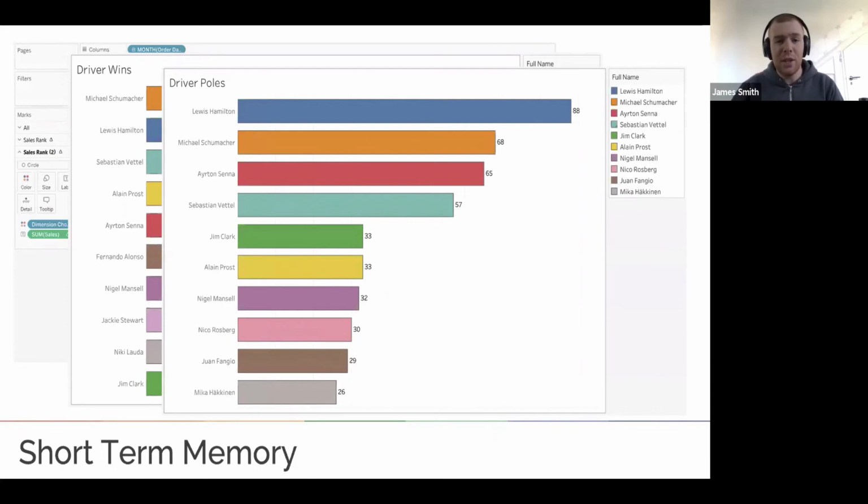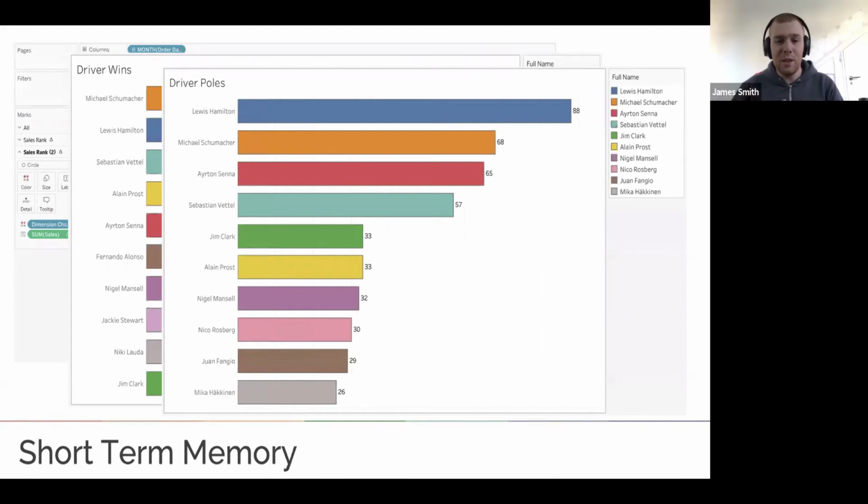We've maintained that Michael Schumacher is still orange, Lewis Hamilton is still blue. So that connection is there, but if in an hour's time tomorrow, that connection will definitely have disappeared. Blue will no longer mean Lewis Hamilton to you. It will mean something else.